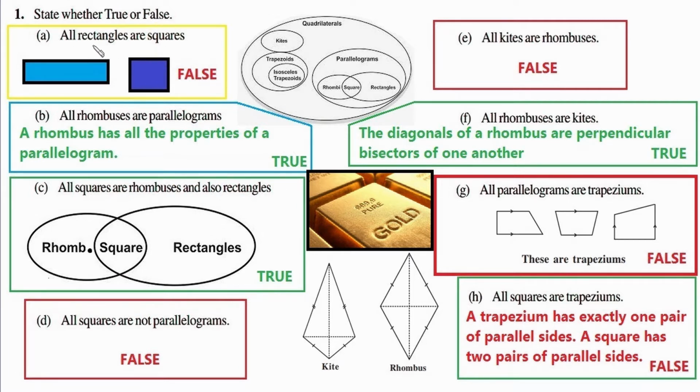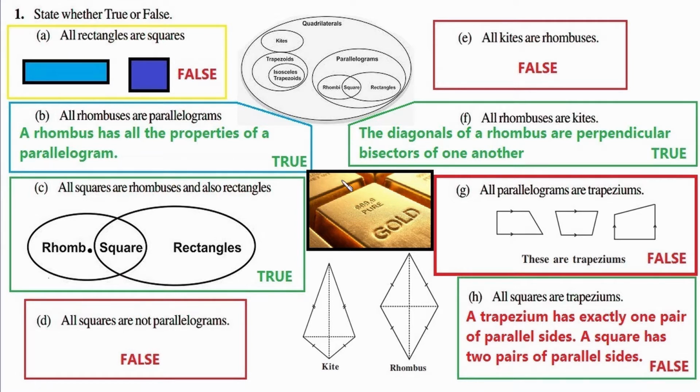or false. If we notice at the first glance, here all the questions are starting with all. As you see here, all rectangles are squares, all rhombuses are parallelograms, so on. In every question, the statement starts from all. So in these type of questions, a very basic concept follows, which we are going to illustrate now.